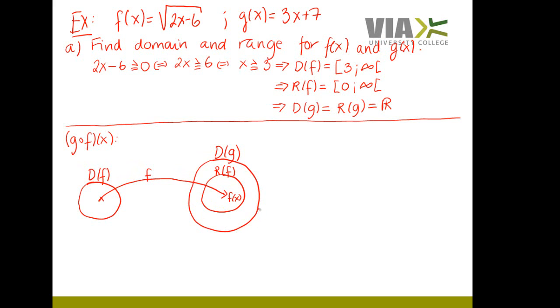If that is not the case, then we could end up with a function value for f which is outside the domain for g, and then we cannot take it any further. So therefore we need to make sure that the range for f must be a member of the domain for g for all x which are part of the domain for f.